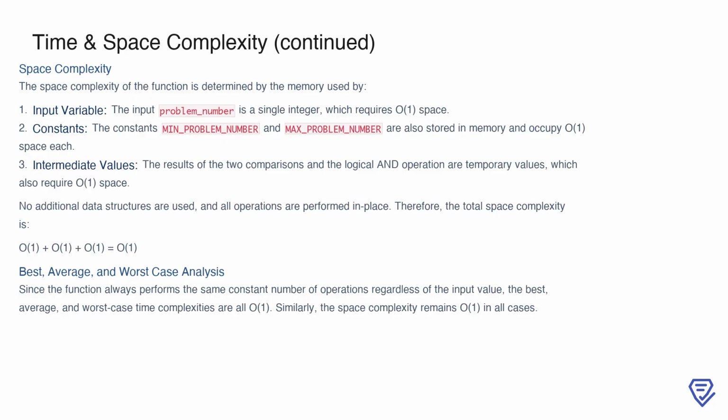Furthermore, the intermediate results of the two comparisons and the logical AND operation are temporary values that do not require additional storage beyond the existing space allocated for the function. Since no extra data structures are created and all operations are performed in place, the total space complexity is O(1). Importantly, this function maintains its efficiency across all scenarios. Whether it's the best case, average case, or worst case, the function consistently performs the same constant number of operations, resulting in O(1) time and O(1) space complexity across the board.